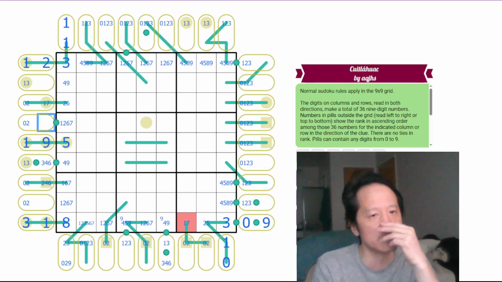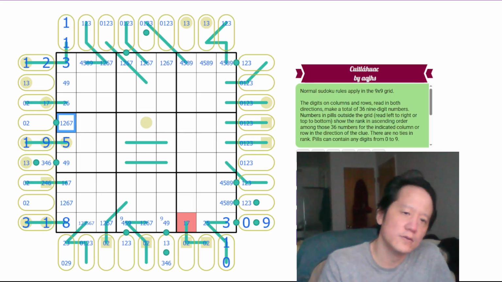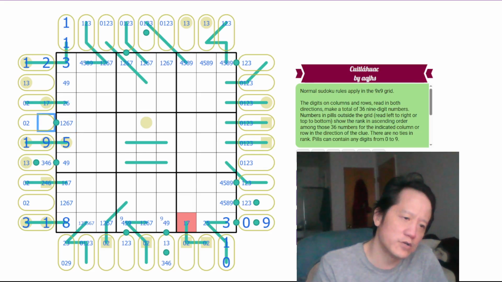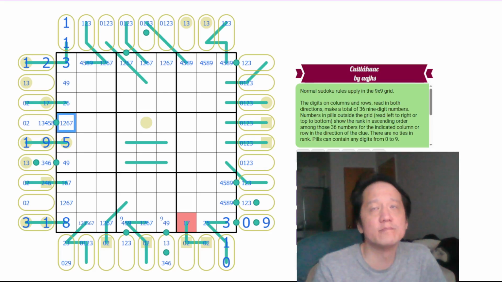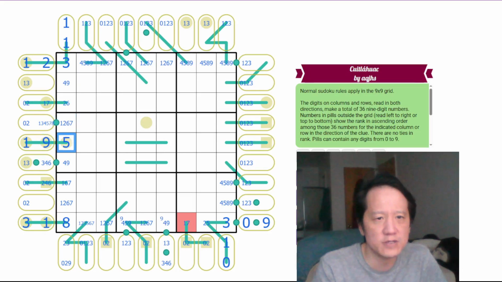So to match this, 1 could match 0, 1 or 0, 4. 2 can match 0, 5 or 0, 8. 6 can match 23. And 7 could match 27. So those are the possibilities there.